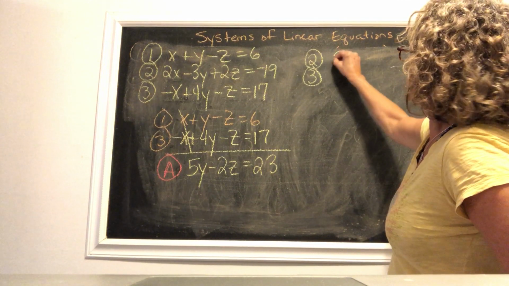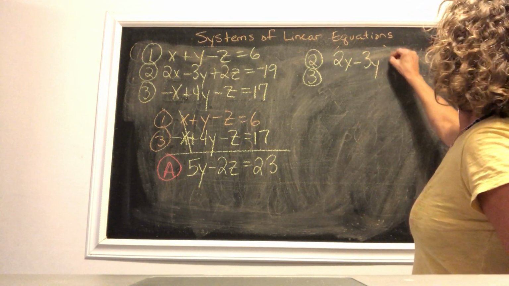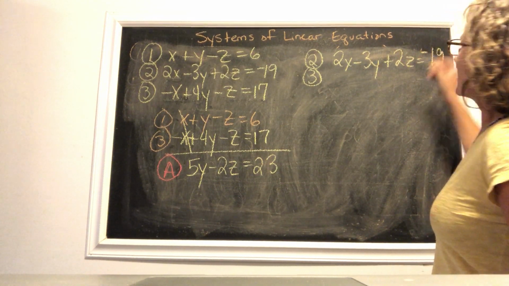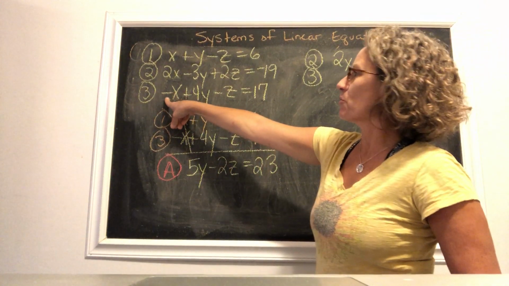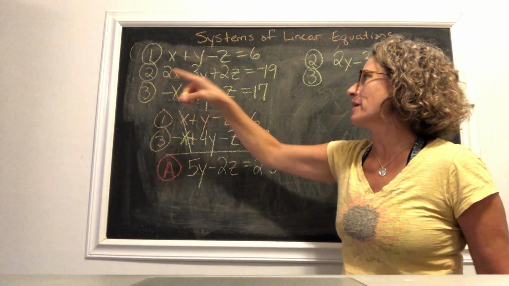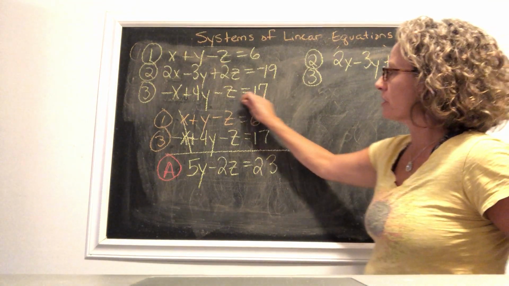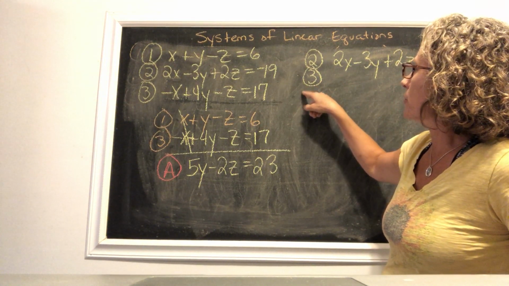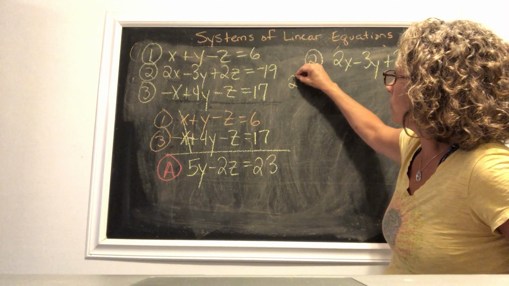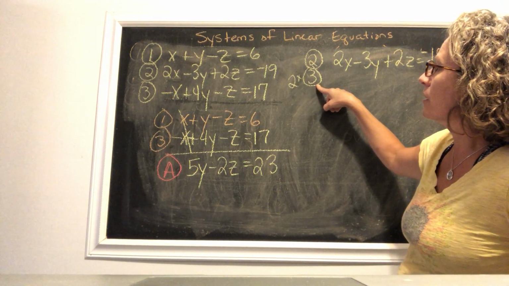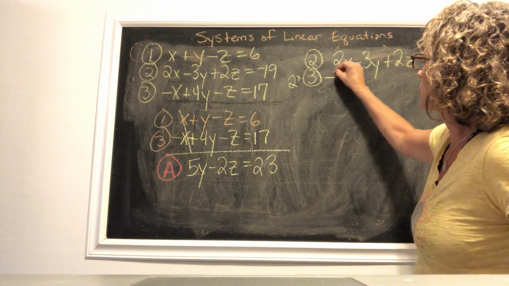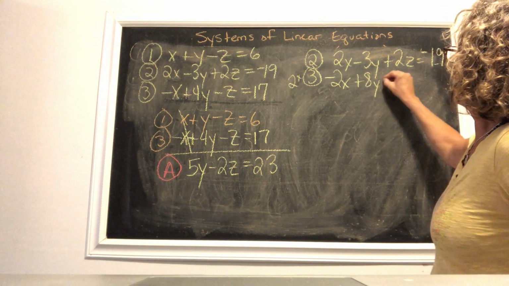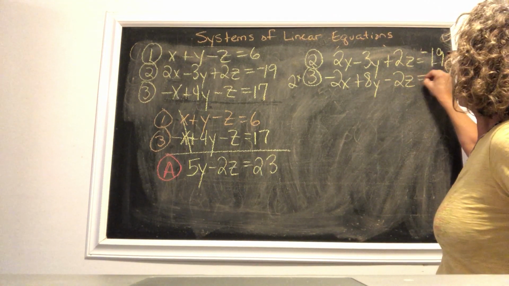And equation 2 is 2x minus 3y plus 2z equals negative 19. Now equation 3, I wish it had a negative 2x. So we make it have a negative 2x. If I double the entire equation, that will give me the negative 2x that I'm looking for. So I'm going to take 2 multiplied by equation 3. So I'm doubling that entire equation. So it's going to become negative 2x plus 8y minus 2z equals 34.